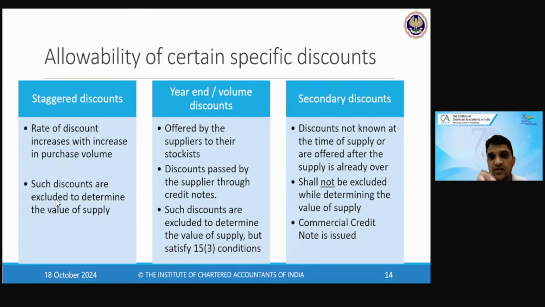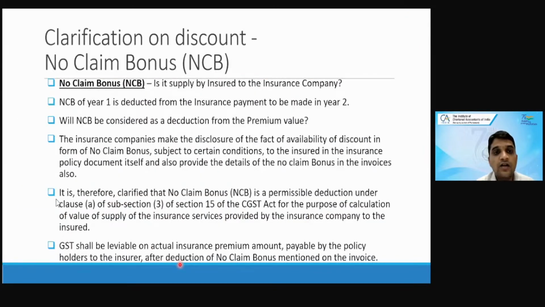Clear with this? This is the simple confusion which the trade had, and for which a simple clarification is given by the department. Now there is another clarification which says what happens in case of a no claim bonus. We have already discussed this in the supply chapter, whether it's a supply or not. Let me reiterate it: you go and buy insurance. Is it a supply? Now, what is the no claim bonus?